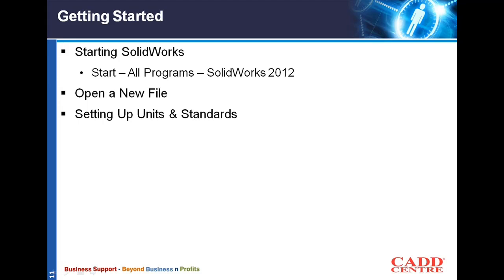Now everyone will be interested to launch SolidWorks on their desktop or PC. To launch SolidWorks, go to Start, All Programs, SolidWorks 2012. Or you can click the SolidWorks 2012 icon on your desktop. And to open a new file, you have to go to File, New, and then select the template available in the dialog box. And third, you need to set up units and standards for your file. Now let's see how we can do this.